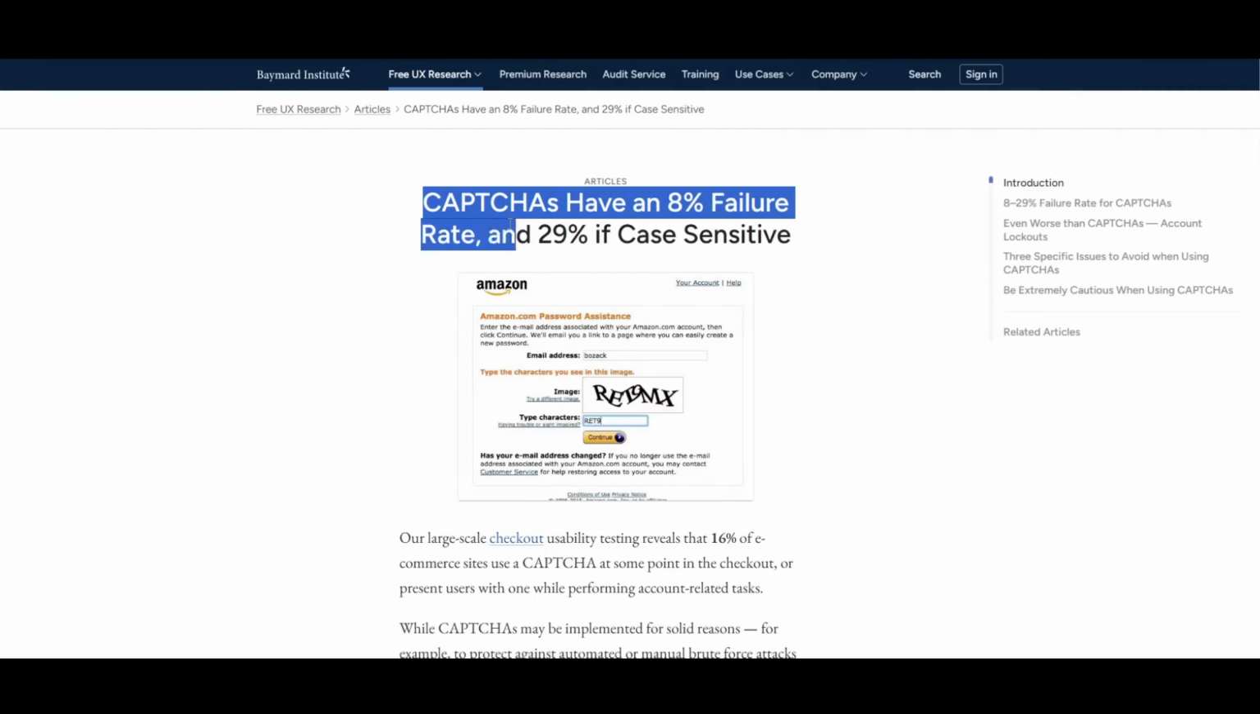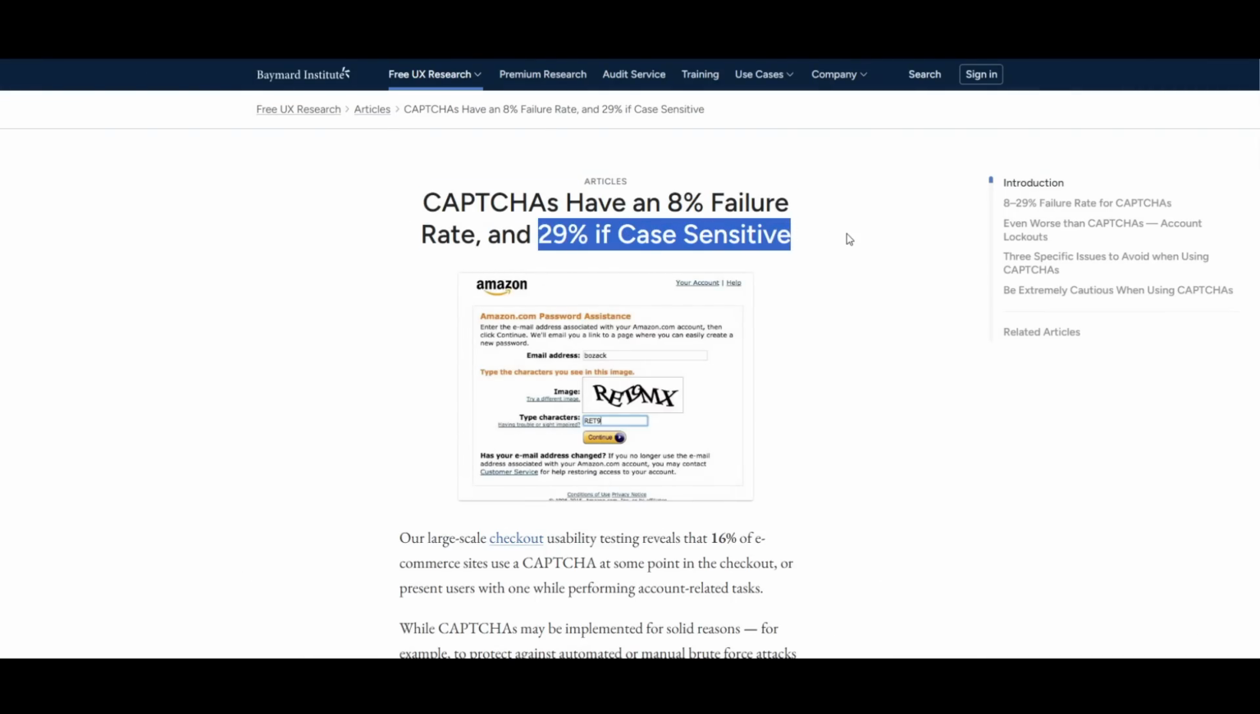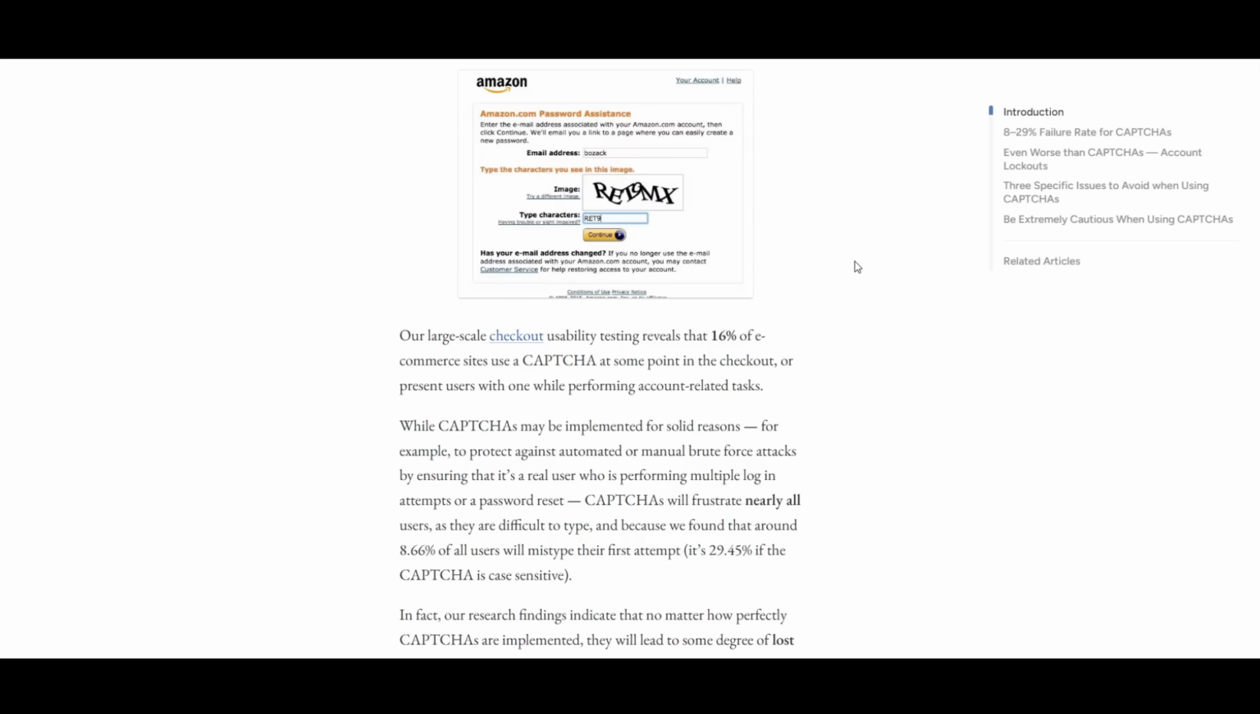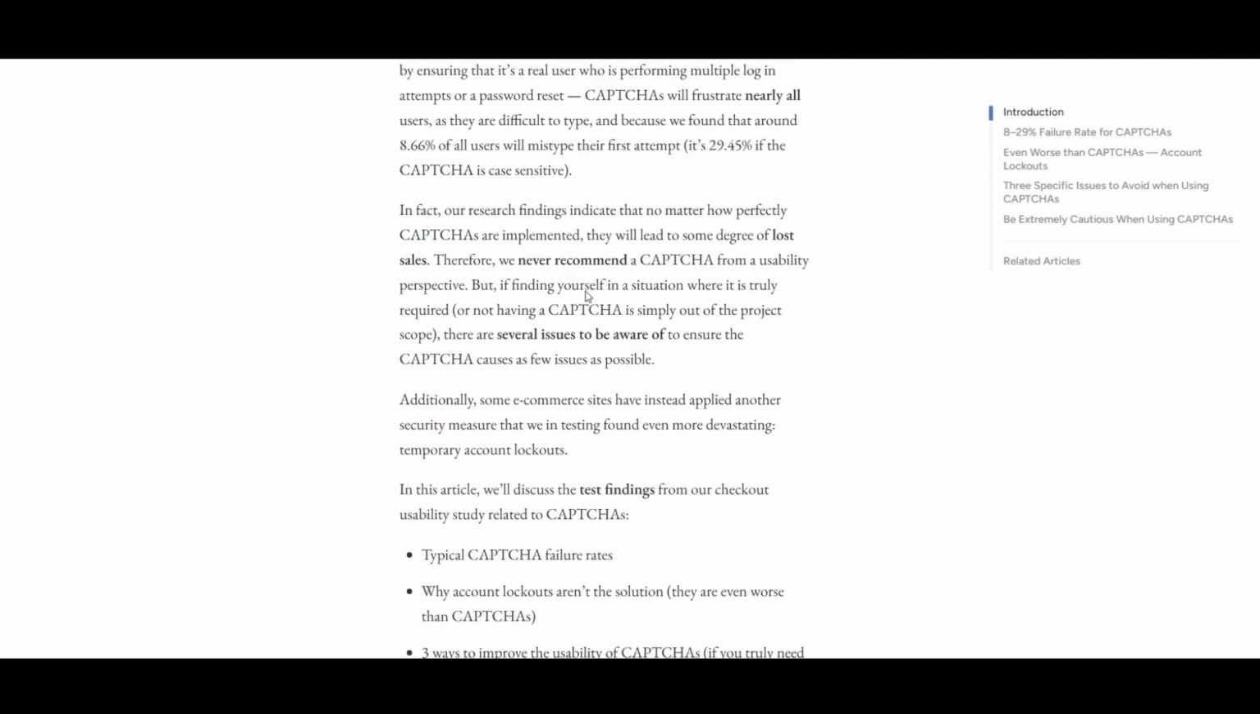First of all, to lay the groundwork here, according to Baymard Institute, case-sensitive CAPTCHA puzzles have a 29% failure rate among actual people. That's nearly a 1 in 3 chance that users will fail at a CAPTCHA challenge, if the puzzle is case-sensitive in particular.